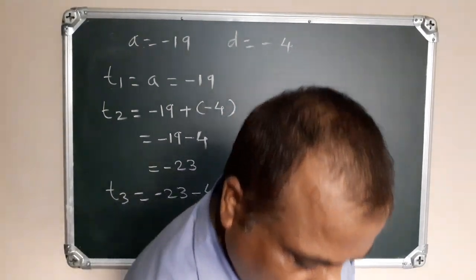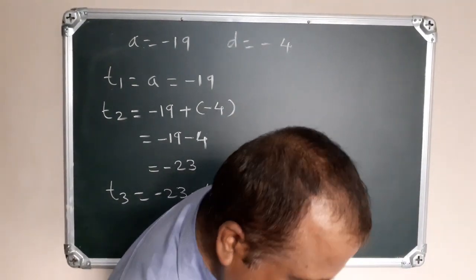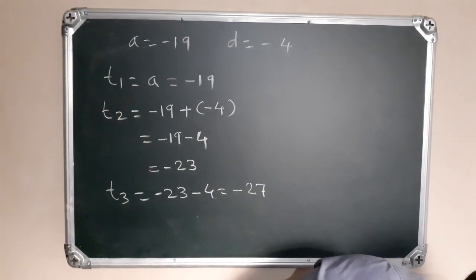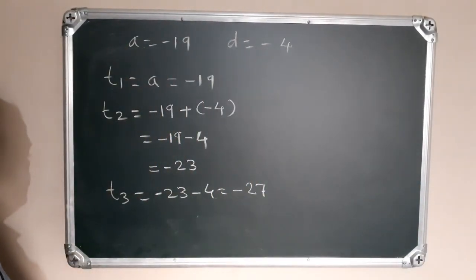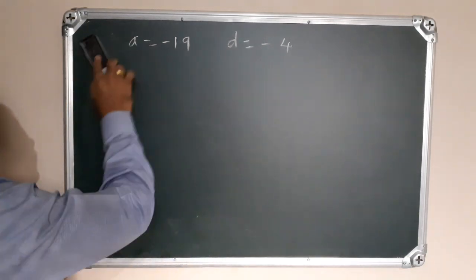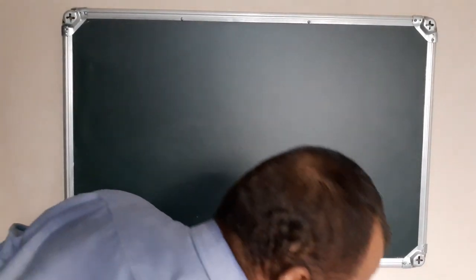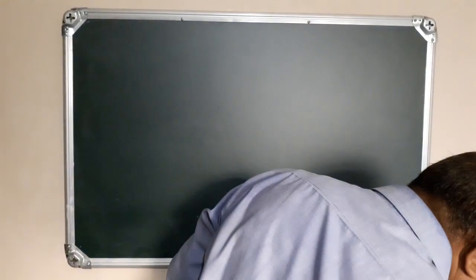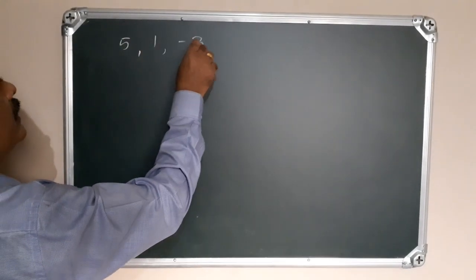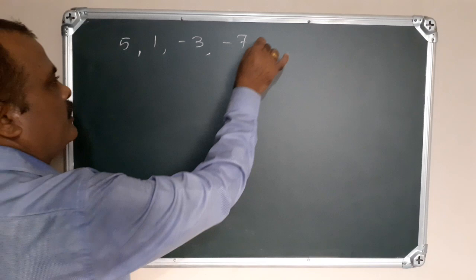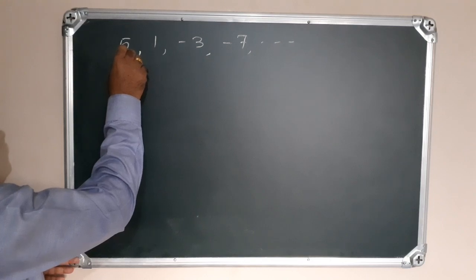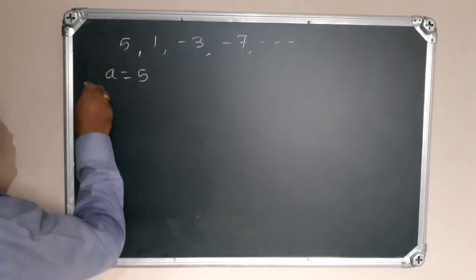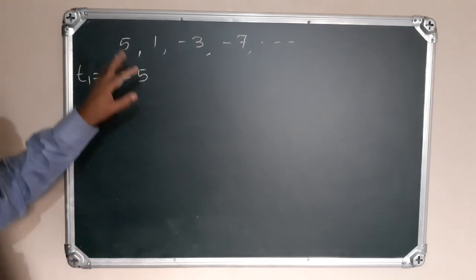Then another question is like this. You are given an AP and they have asked which is the first term. So whatever is written first, that is the first term. Suppose I have given 5, 1, minus 3, minus 7, and so on. This is an AP, and you have to find the first term. Which is the first term? This is the first term. So A is equal to 5. That is T1 is equal to A is equal to 5. This is the first term.